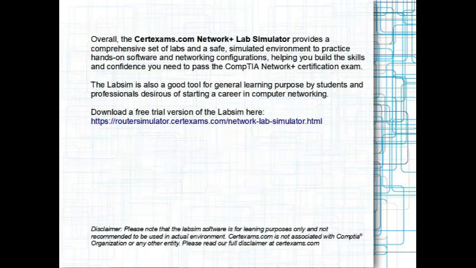Overall, the Cert-Exams.com Network Plus Lab Simulator provides a comprehensive set of labs and a safe, simulated environment to practice hands-on software and networking configurations, helping you build the skills and confidence you need to pass the CompTIA Network Plus certification exam. The Lab Sim is also a good tool for general learning purposes by students and professionals desirous of starting a career in computer networking.